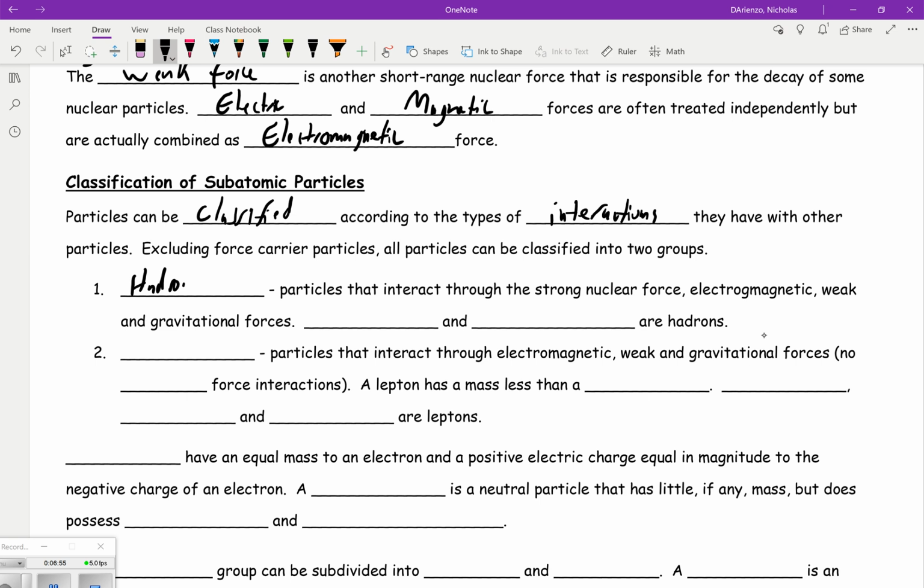First one is called hadrons. Hadrons are particles that interact through the strong nuclear force and the electromagnetic, weak, and gravitational forces. So a couple examples are protons and neutrons. They're large enough, have a charge, or in the sense of neutrons, they wouldn't, but they would come under some type of force, interacting with each of these types of forces.